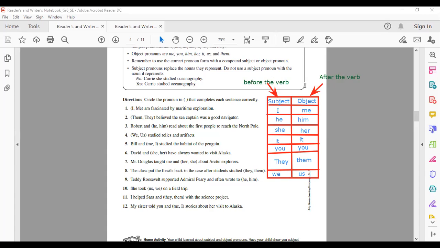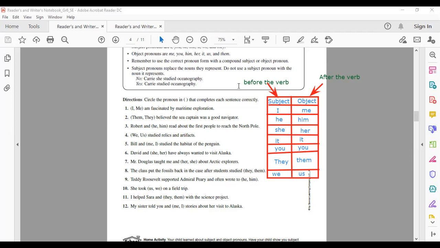This is the whole lesson. I put it in this schedule to make it easy for you. So these are the subject pronouns, they come before the verb. These are the object pronouns, they come after the verb. Memorize it and it will be super easy for you. But let's go apply it together.